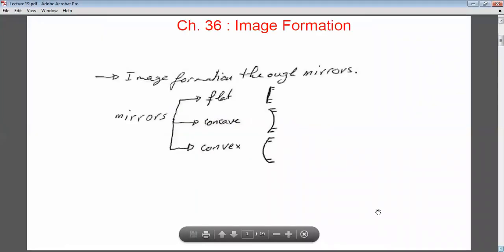So today we will start with the last chapter for this semester, and that's about image formation. So when do we have an image formation? It happens if we have mirrors.